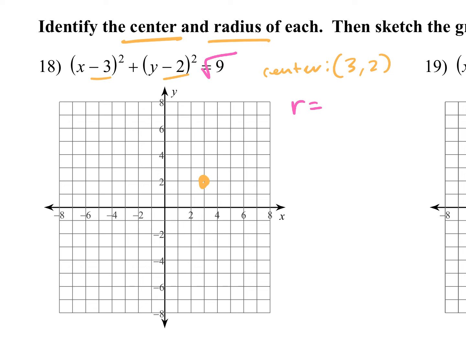What's our radius? Awesome. We just take the square root of what it's equal to. And what's the square root of 9? 3. So we go to the right 3. We go up 3, to the left 3, and down 3. And then just draw a circle.